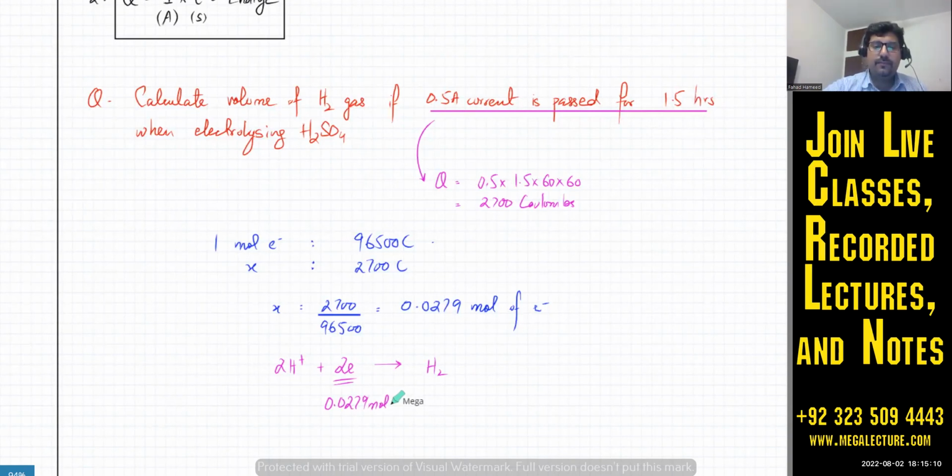उसका क्या होगा? H2 क्या होगा? That's going to be half of that. What is half of that? That's 0.014 something. इसकी value बता दो. So this one is 0.0139.